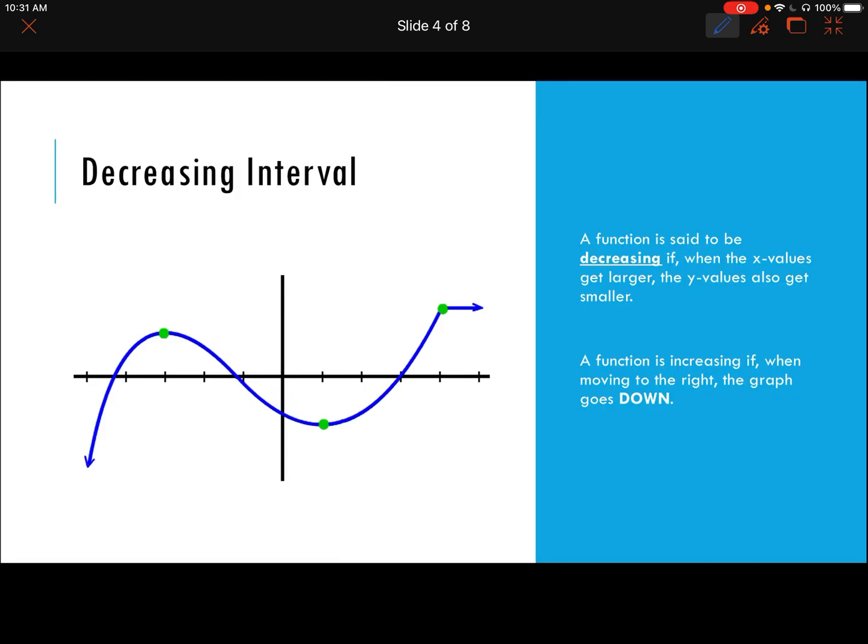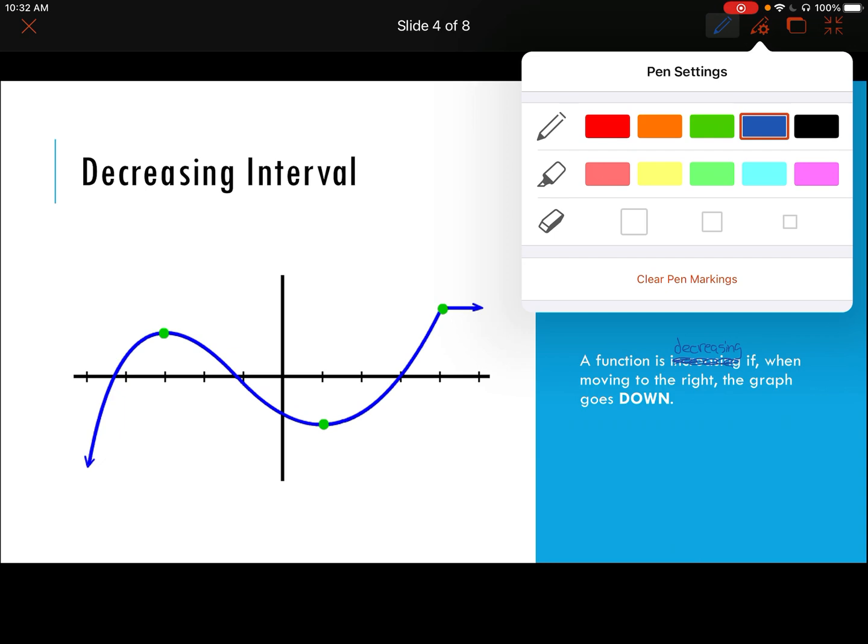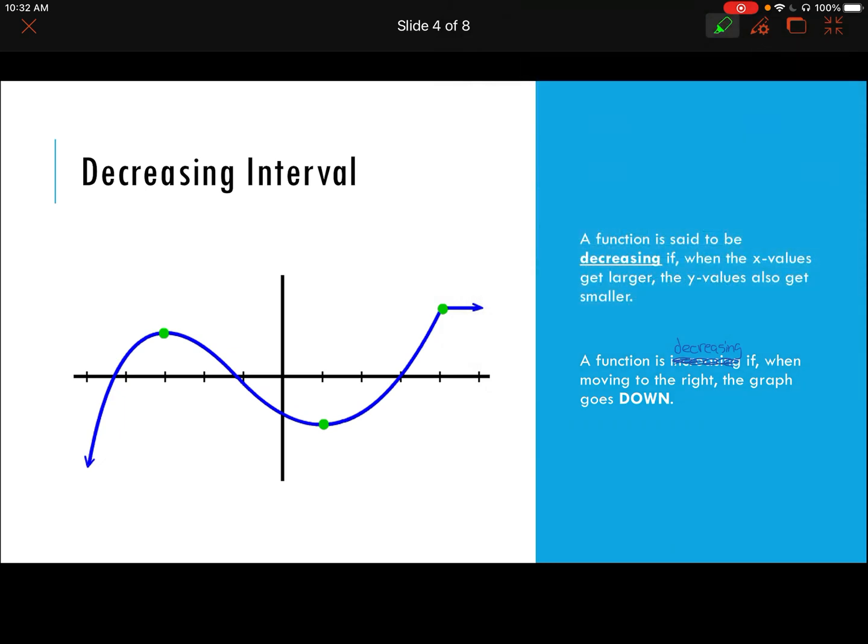So decreasing works the same way, except when the x values get larger, the y values get smaller. This should say decreasing, my apologies, I just copied and pasted it and didn't catch everything. So a function is decreasing if when the graph is moving to the right, the graph of the function goes down. So when we trace our function, we're going to be going up. So that's going to be increasing.